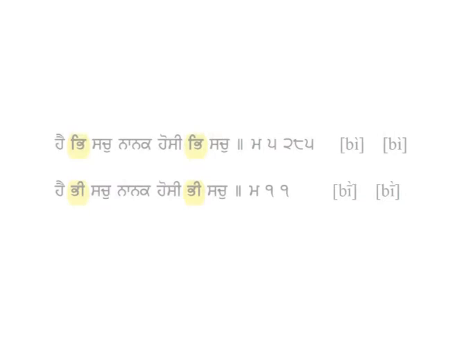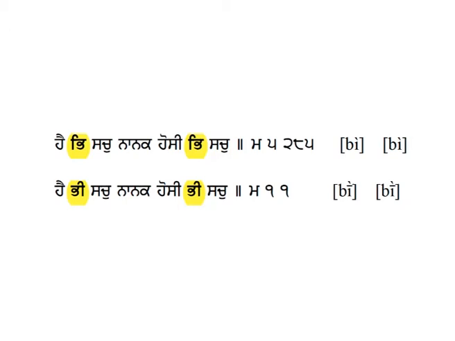Now, you have a very interesting situation that in Japji, we have be such, Nanak hosi be such, but when the same line is repeated in Sukhmani, you have be such, Nanak hosi be such. You see, in the case of Japji, the vowel is long, in the case of Sukhmani, the vowel is short. And there are reasons why it is not done for nothing. There are several problems, you see.